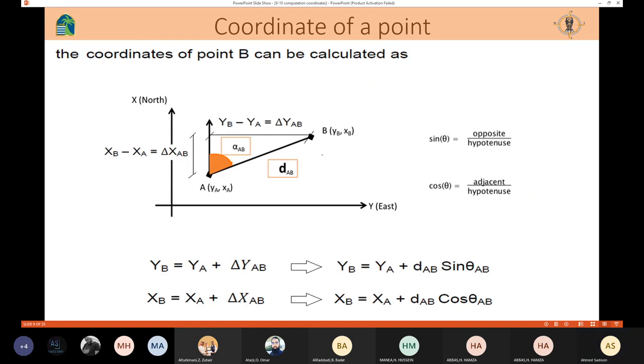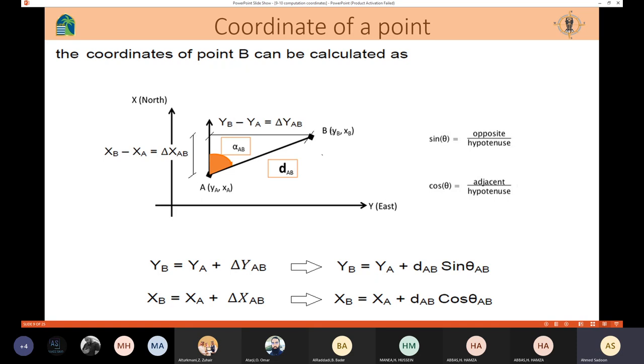So what we will do in this case, also we need to determine the departure, and also we need to determine the latitude. But we will not be able to determine the departure and the latitude because we don't know the value of YB and the value of XB. This is missing, and it's required to determine this value. But the distance from here to here represents the departure, and the distance from here to here represents the latitude.